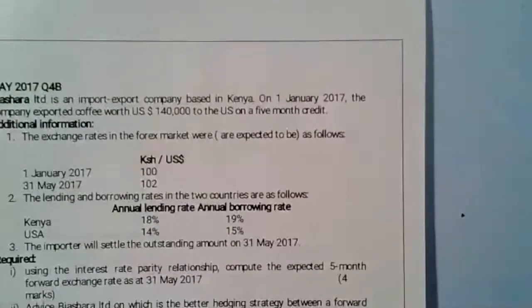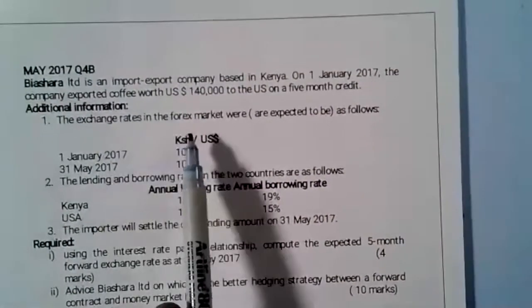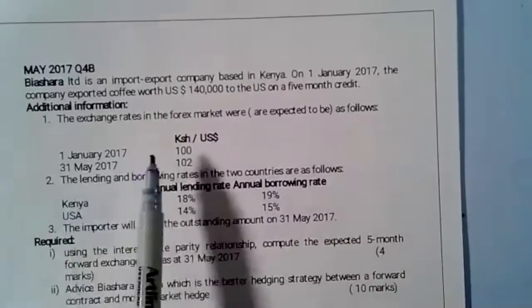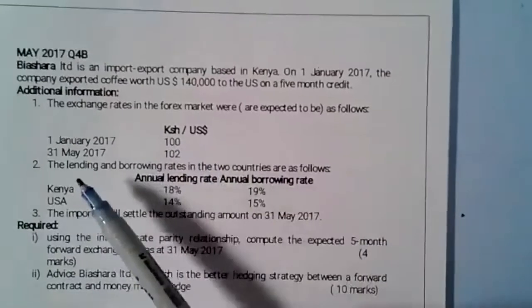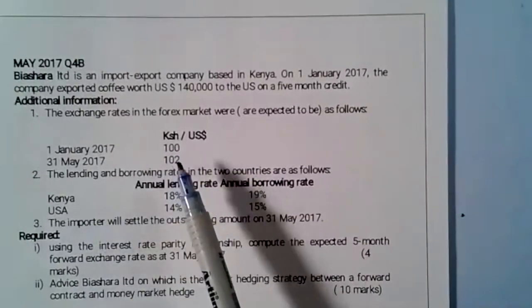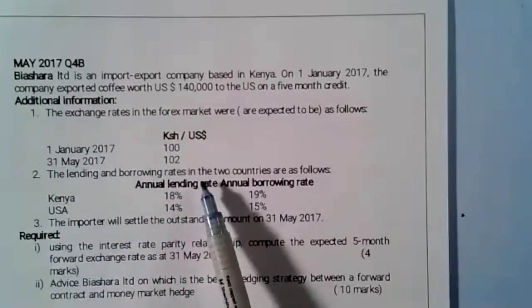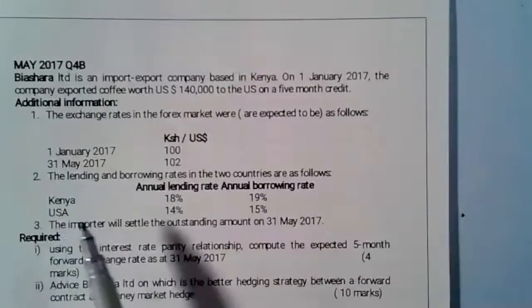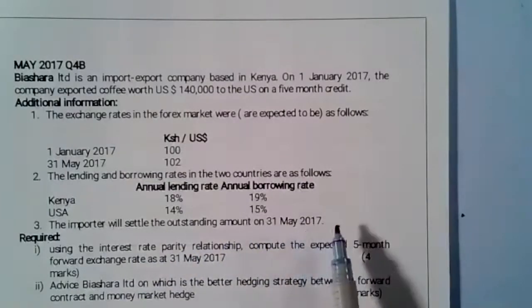Then additional information. The exchange rates in the forex market were or are expected to be as follows. We have 1st January 2017, which is what we call the spot rate, 100. Then on 1st May 2017, 102, that's the future rate or the forward rate. The lending and the borrowing rates in the two countries are as follows: Kenya, USA, lending and borrowing. The importer will settle the outstanding amount on 1st May 2017.